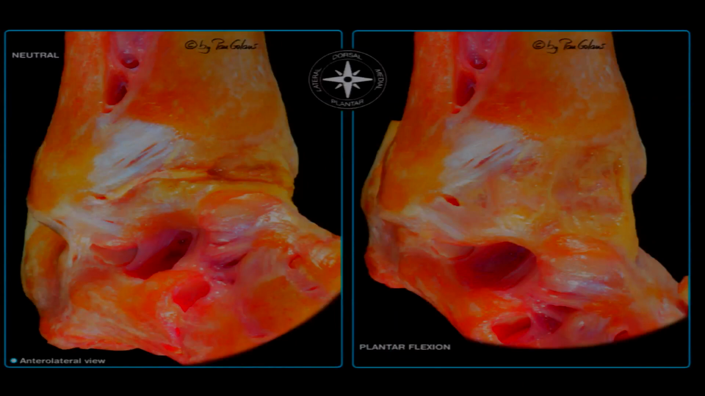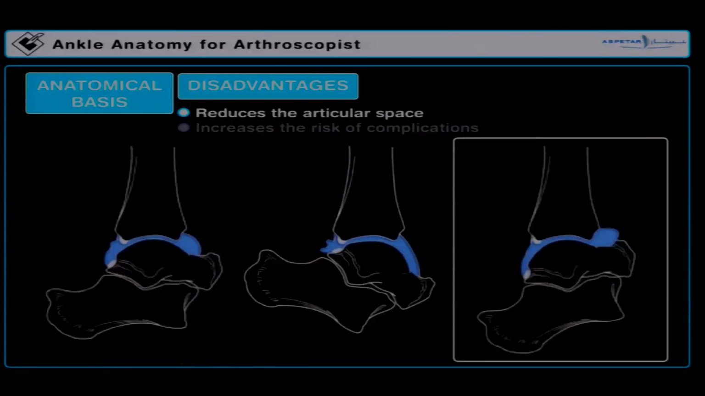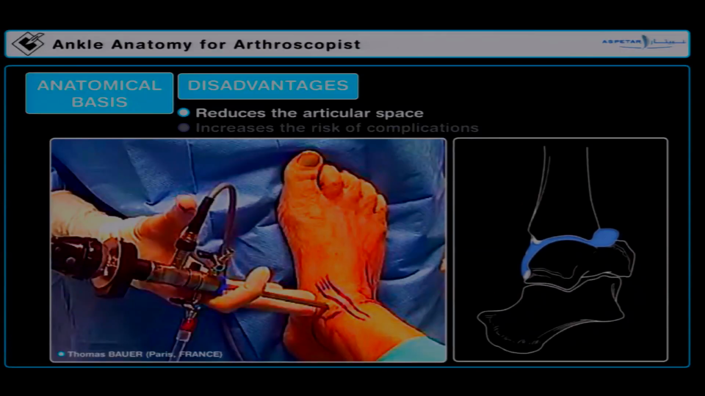You can see in other anatomical views, in the anteromedial view, the capsule in neutral position is relaxed, and in tension during plantar flexion. For this reason, we recommend dorsiflexion of the foot for performing anterior ankle arthroscopy. The surgeon uses his belly for patient foot dorsiflexion.